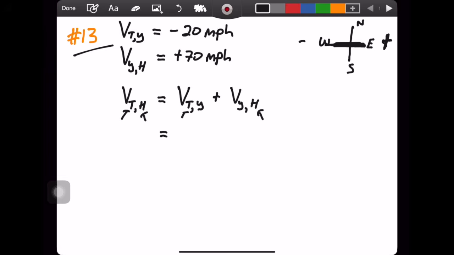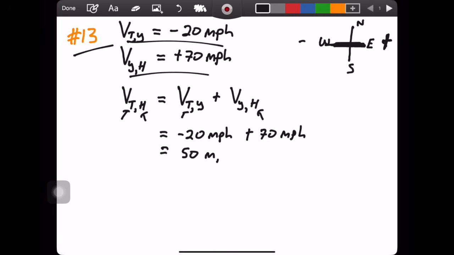We know that the velocity of the truck with respect to us is minus 20 mph. That was this term right here. And we know that the velocity of us with respect to the highway, if you can imagine the highway sees us going by in an eastbound direction, it sees us doing so at 70 miles per hour. And so the velocity of the truck with respect to the highway is 50 miles per hour.